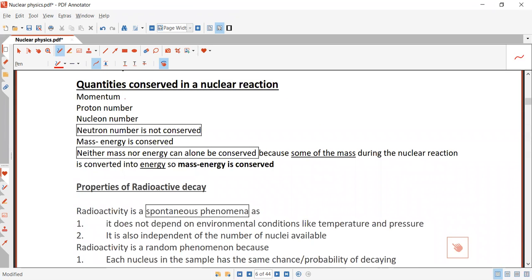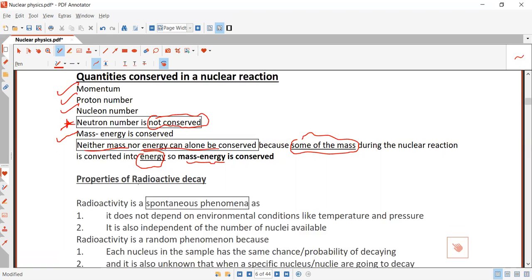Okay, now, if we talk about the quantities conserved in a nuclear reaction, they are momentum, proton number, and nucleon number. And the important thing is that neutron number is not conserved. It is never conserved, right? And one more thing is that mass energy is conserved. Neither the mass nor the energy alone can be conserved, because during the nuclear reaction, some of the mass is converted into energy. So we rather say mass energy is conserved, right?